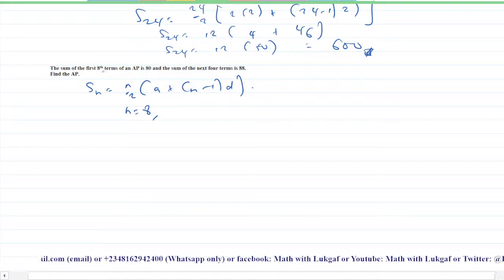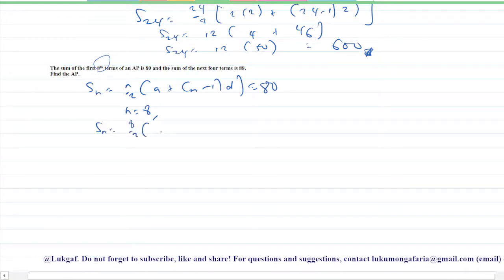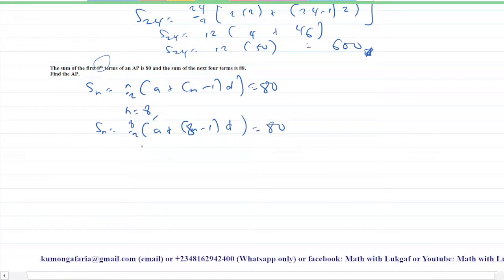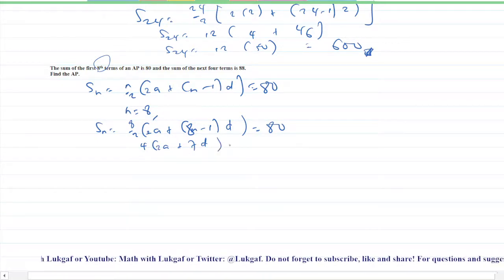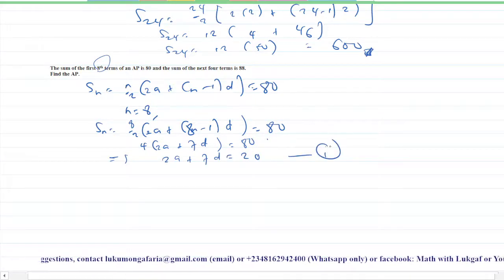We don't know what your a or your d is, but you can substitute here. And you were given the sum to be 80. So I'm going to have S_n equal to n divided by 2 into 2a plus n minus 1 d. Your n is equal to 8, which is equal to 80. Then I'm going to have 4 into 2a plus 7d is equal to 80. I can divide through by 4. This implies that 2a plus 7d is equal to 20. You can call this equation 1.